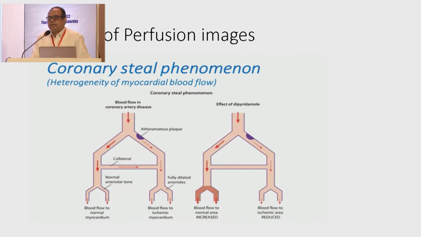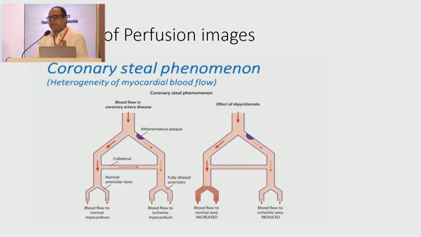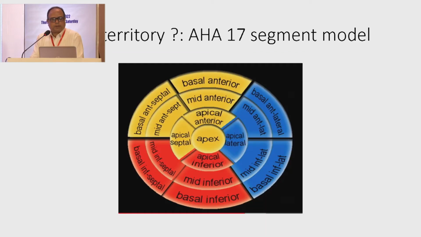But when we stress, either with exercise or pharmacological stress, most commonly using adenosine, or in different countries dipyridamole, an interesting phenomenon occurs. In healthy microvessels, there is dilatation, causing a shunt of blood from the diseased area, which is supplied by collateral vessels. So blood flow to the normal area increases, and blood flow to the stenosed vessel area is reduced. So there is heterogeneity of myocardial blood flow. This is the key technique to detect the perfusion abnormalities.